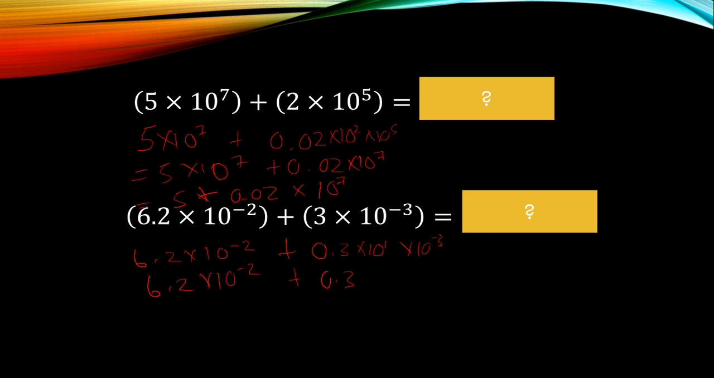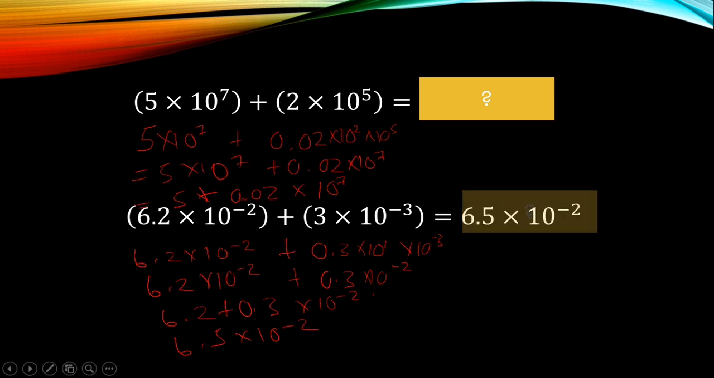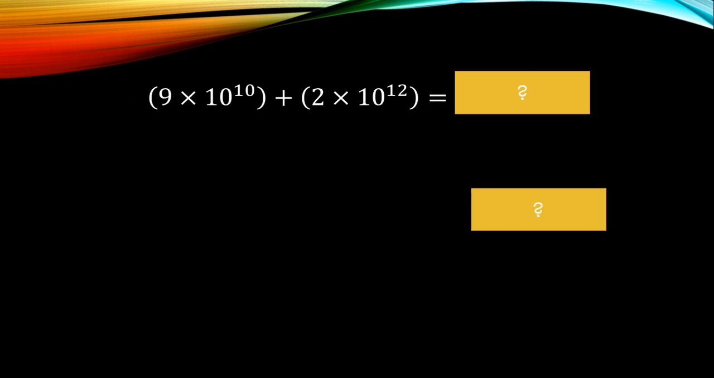Okay, because 0.3 times 10 gives us 3, and this one remains this one. So this will be 6.2 times 10 to the power minus 2 plus 0.3 times 10 to the power 1 minus 3, which gives us minus 2. Now we have the same power, so we simply add these ones. 6.2 plus 0.3 times 10 to the power minus 2, giving us 6.5 times 10 to the power minus 2.